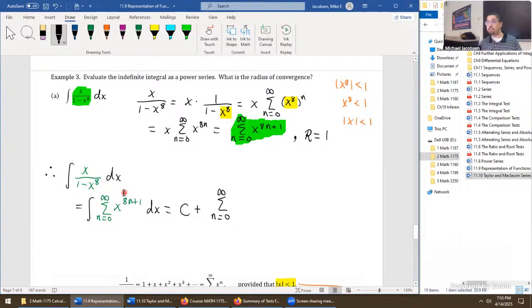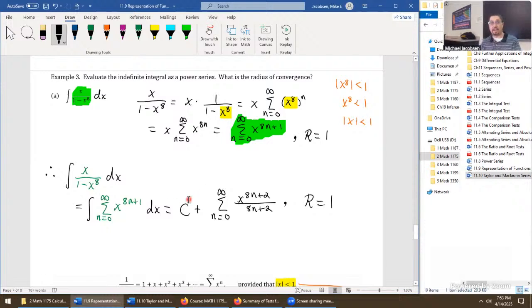We're just doing an antiderivative right here. You don't have to show the extra step with the integral sign pushed in unless you want to show it for clarity. But integrate all that, and you get x to the power 8n plus 2, divided by 8n plus 2. And for free, we get the radius of convergence from the geometric series test. Radius is still 1. It doesn't change by doing any kind of integration or differentiation. We don't even have to solve for the constant.